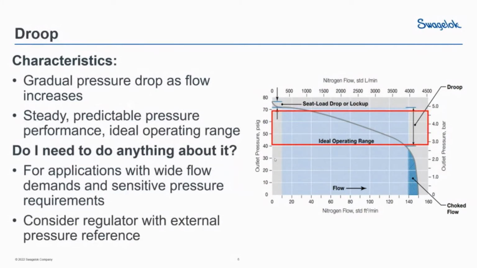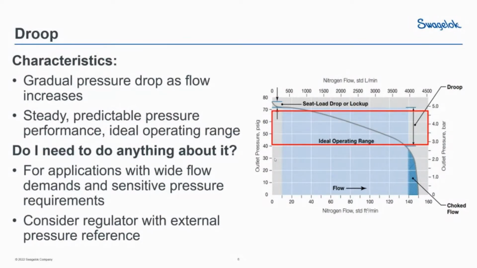Now, looking in the ideal operating range, the pressure drop still is present. It'll be a little bit more gradual as the flow increases, and this is a phenomenon we call droop. In this range, regulators are pretty predictable and fairly steady. Most cases, you don't really need to do anything about it. You've done well by selecting a regulator that is operating in this range for your application to begin with.